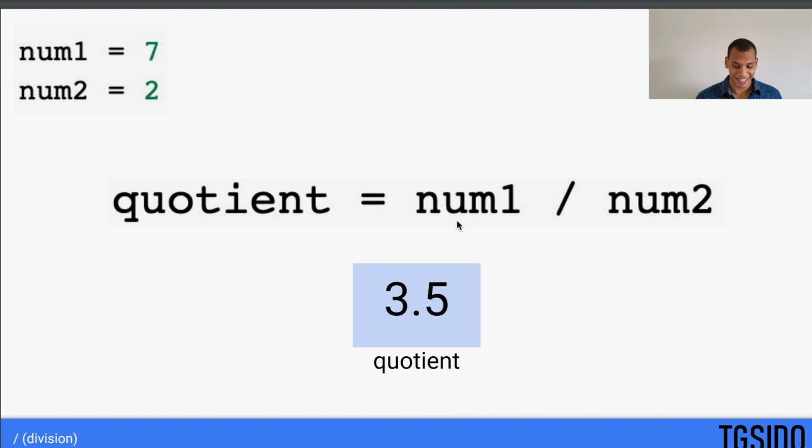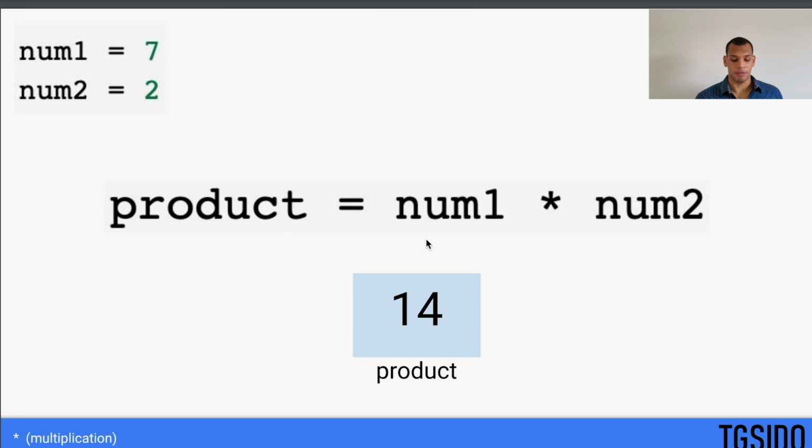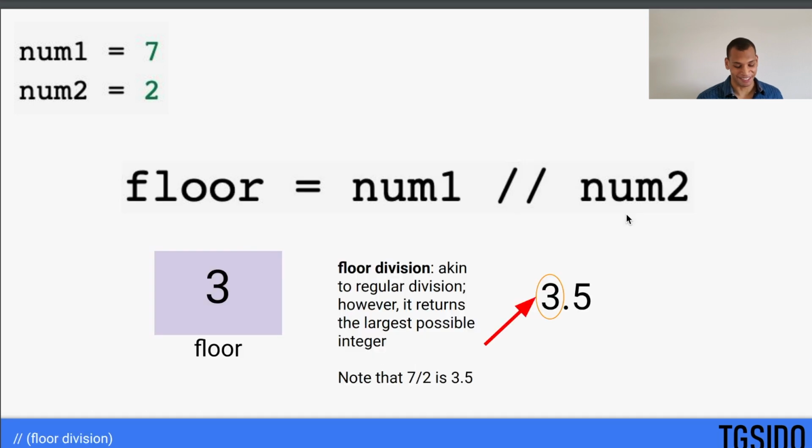Okay. Similarly, over here, quotient is equal to num1 divided by num2. So we're doing 7 divided by 2. That's 3.5, and we put that in its corresponding box. And now over here for multiplication, we have product is equal to num1 times num2. So 7 times 2, that's 14. Go ahead and put that in the box. I know this seems super easy. We'll get to harder stuff.